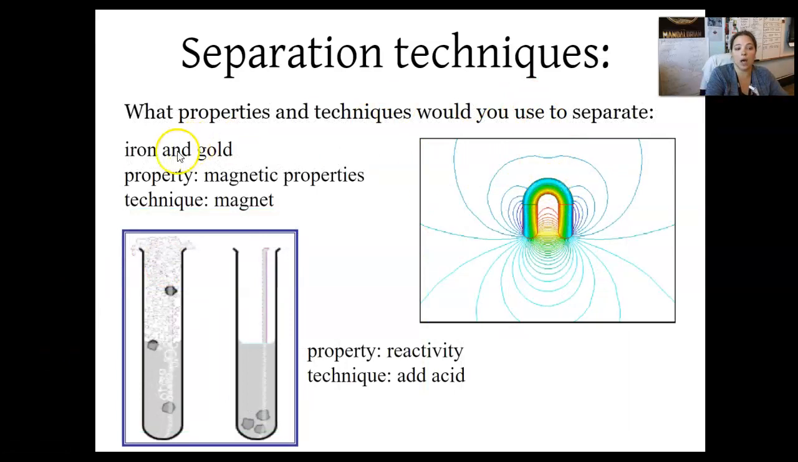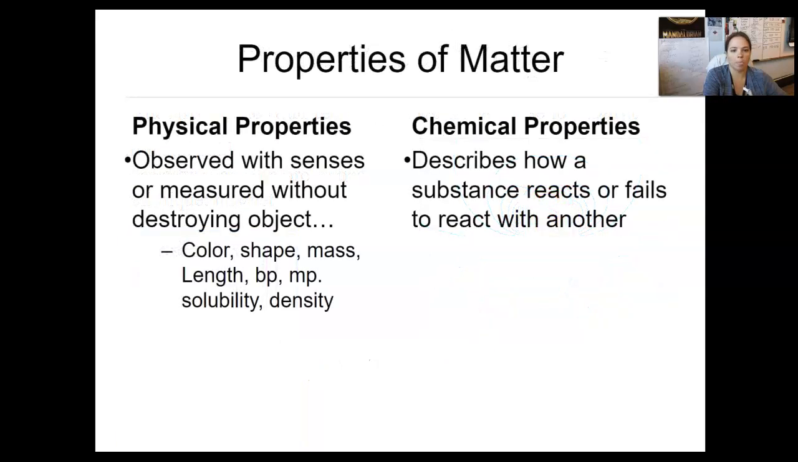To separate iron and gold, you'd want to separate using magnets. You could put a magnet near it and it would pull stuff down. So magnetic properties, anything magnetic, you want to separate using a magnet. If it's reactive, you want to add acid, which we're not going to be doing right now.